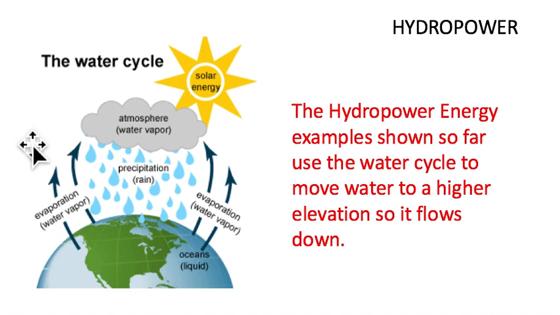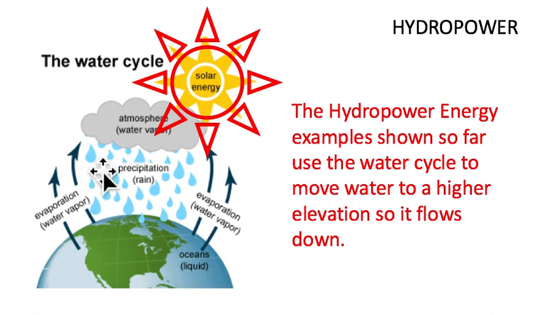Okay, one of the really important things to notice about hydropower is that the hydropower energies you've seen so far use the water cycle to move the water around. So the water evaporates over oceans, moves across land. It rains at a higher elevation. Then the water collects behind a dam, flows downhill, and so on. You know how the whole thing works. So it's kind of interesting the way hydroelectric power plants are related to the water cycle. And it should come as no surprise to you that the sun is a really important part of the water cycle. So the hydro cycle is somewhat related to the energy from the sun as well.